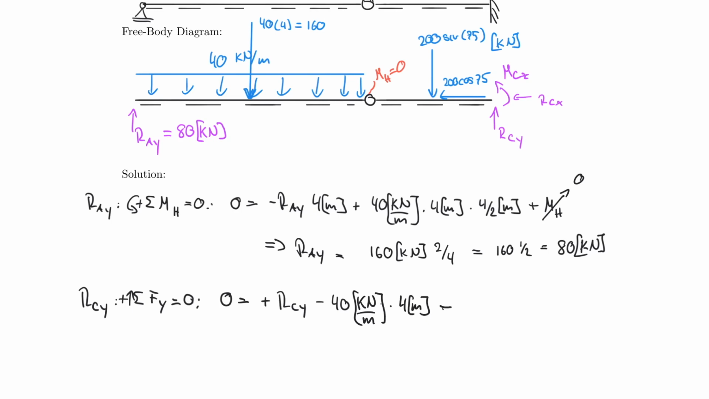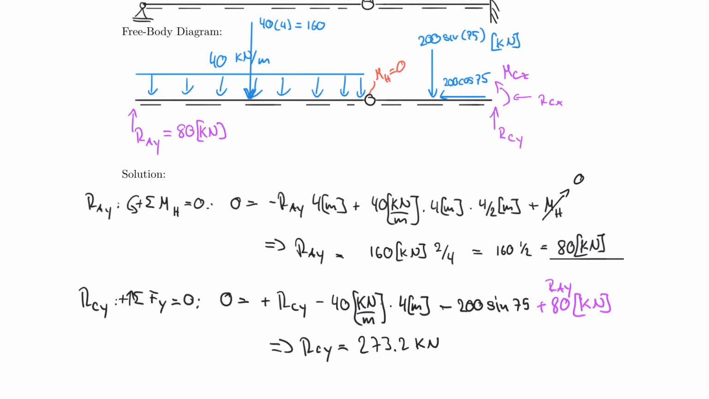Now there's also the negative 200 times sine 75. And then last but not least, I need to add the 80, which comes from RAY. So plus 80, and this is really RAY, and that is also in kilonewton. And so now I can solve this for RCY. So RCY is really equal to 273.2 kilonewton. And this, of course, is a result, just like my 80 above here.